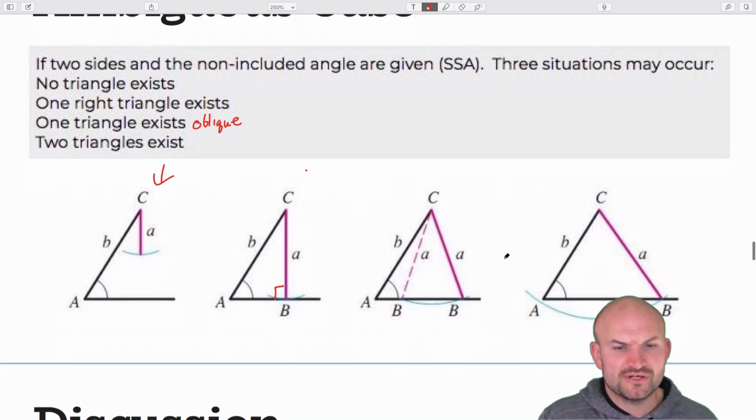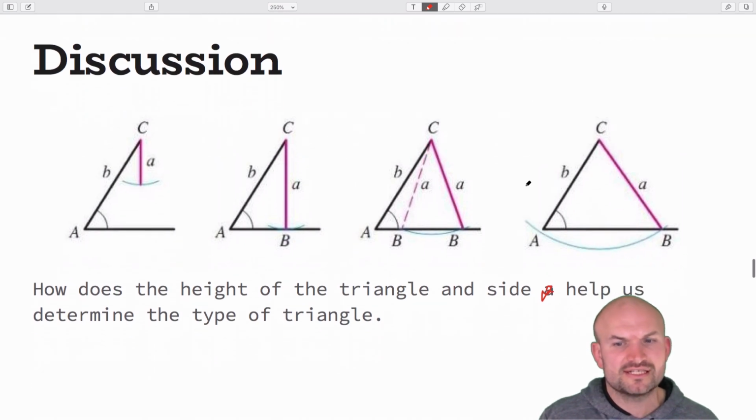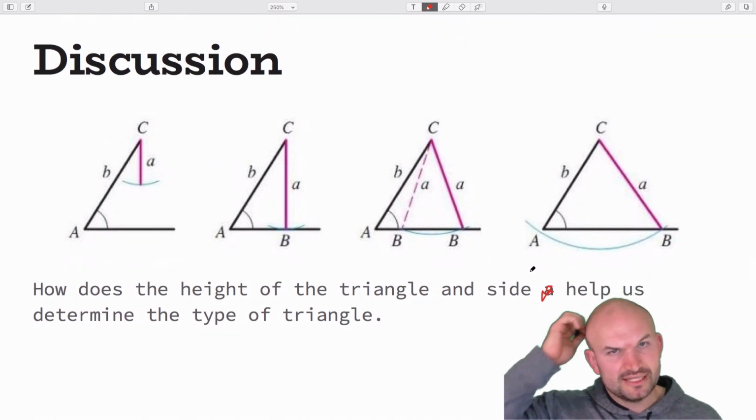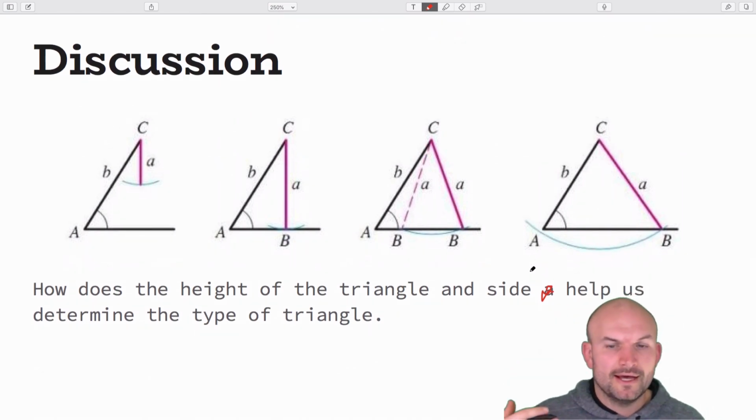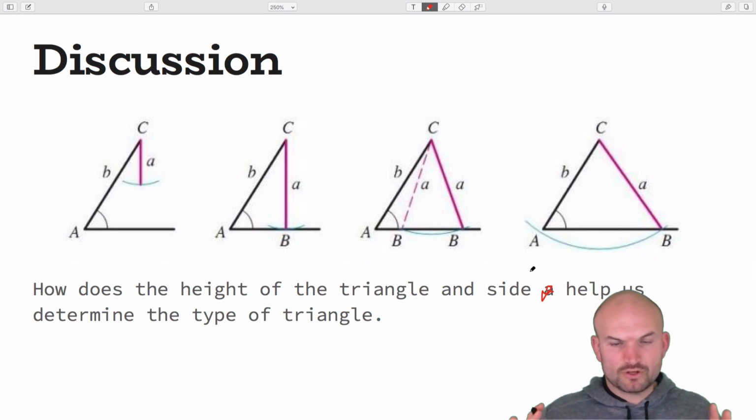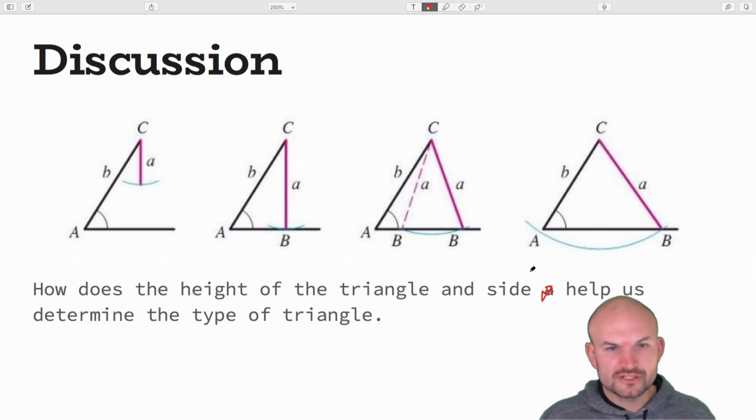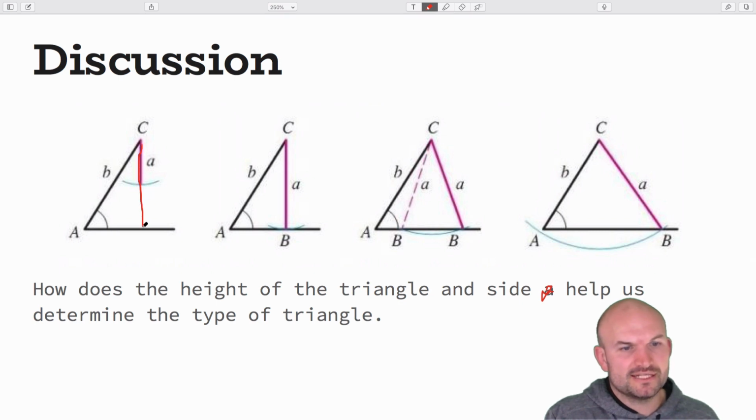So what I do with my students is I have a conversation. I say, all right, guys, let's look at this document. How does the height of the triangle relate here to the type of triangle that we have? If there's no triangle, how does the height of this proposed triangle relate to it? Here would be the height. How does the side length relate to the height? Same thing here.